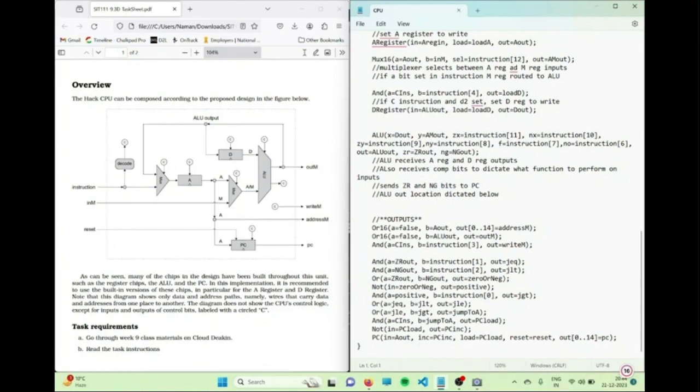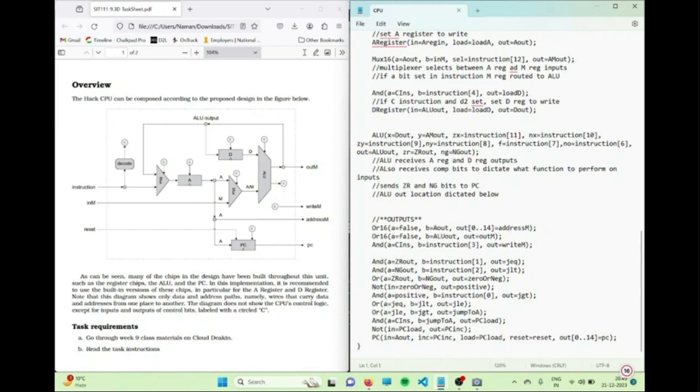Now, let's come to the pros and cons of the Hack CPU design. The pros are, first one is memory organization. That is, the Hack memory is divided into two separate sections, one for instruction and one for data. This separation makes it easier to keep track of where instructions and data are stored. Second pro is single cycle design, which means the Hack CPU fetches, decodes and executes an instruction in one clock cycle, which makes it very fast.